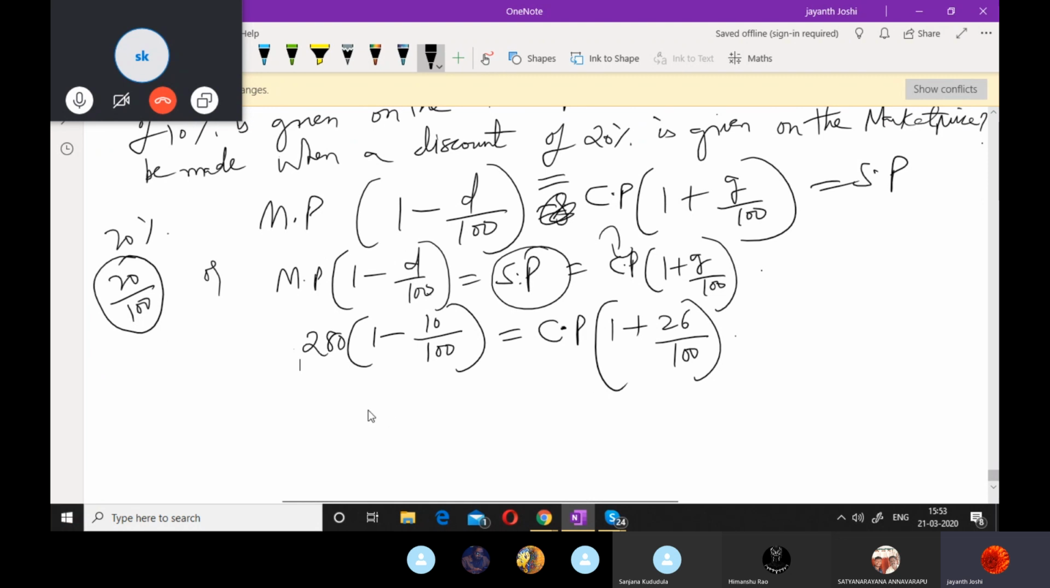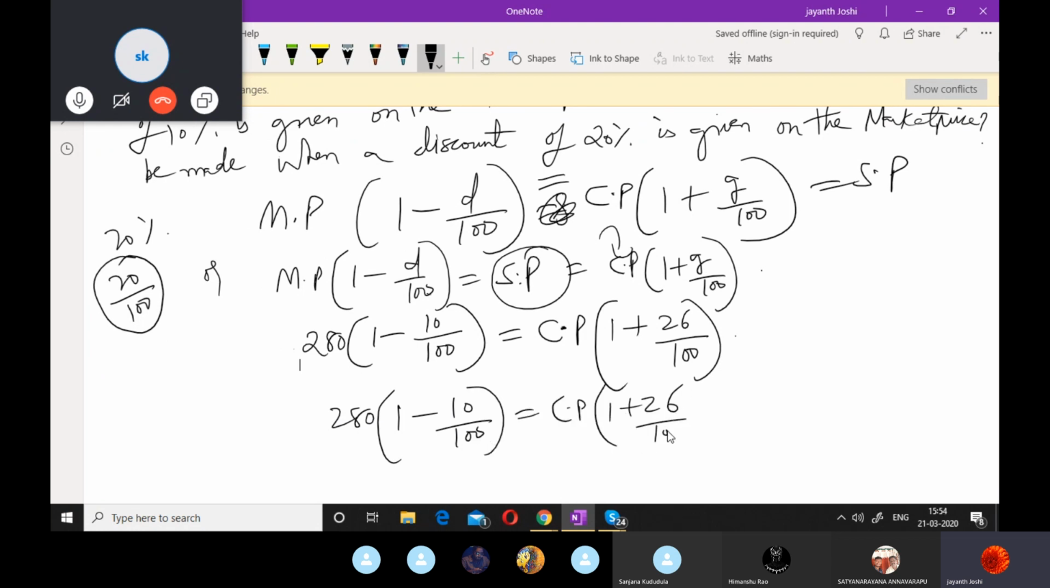Now can you solve this and find out the cost price for me? So 280 into 1 minus 10 by 100 is equal to cost price into 1 plus 26 by 100. Come on, solve this and tell me what's the answer for cost price. Then we'll go for the next question.